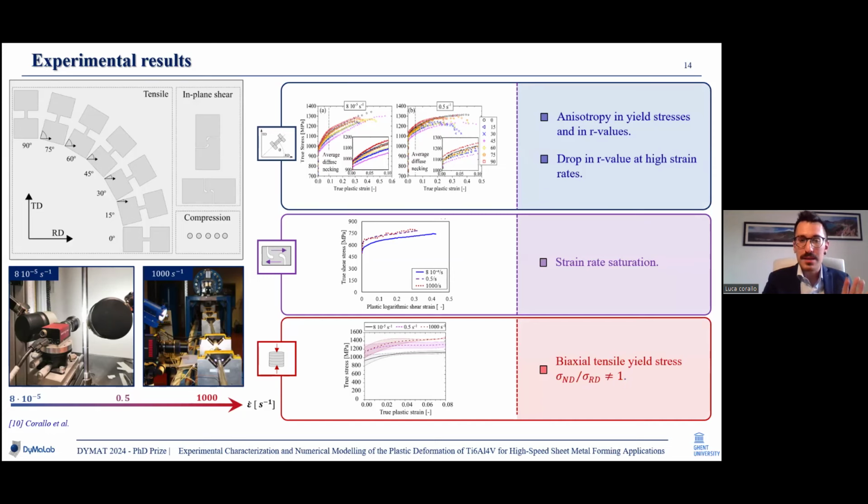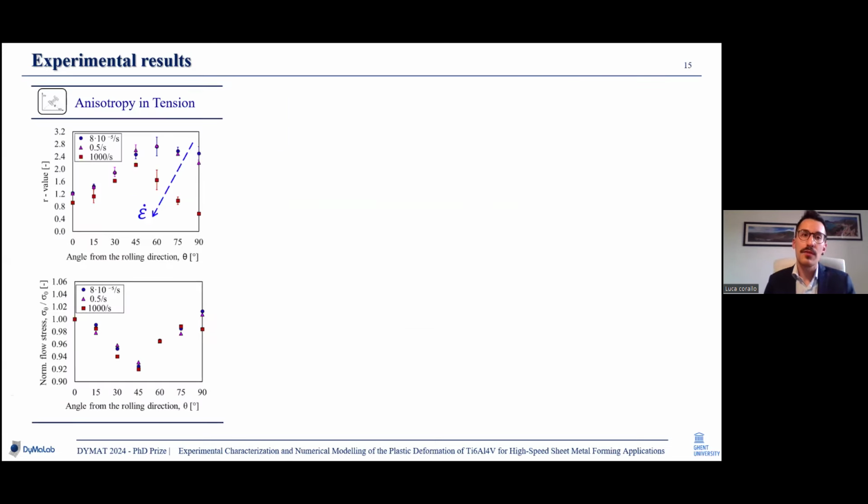Giving a bit more results and details on the material anisotropy, here you see the evolution of the Lankford coefficient, also called R value, in the plane of the sheet, as well as of the yield stress in the plane of the sheet, and the remarkable drop in Lankford coefficient with strain rate. So these results puzzled me quite a lot and gave me some motivation to look more into the details of the material microstructure.